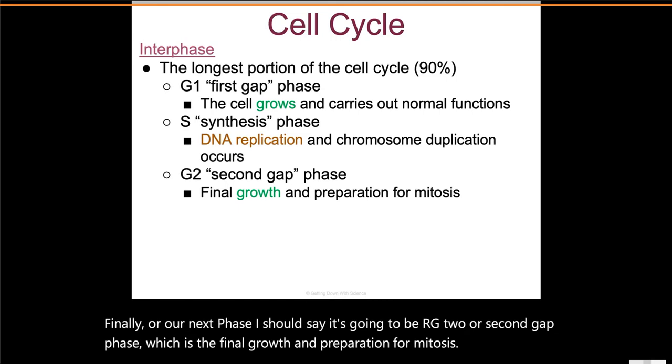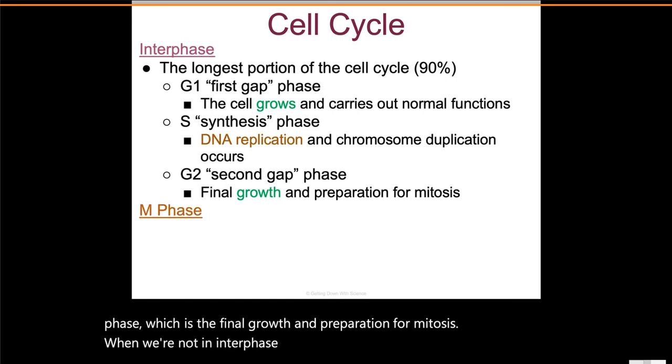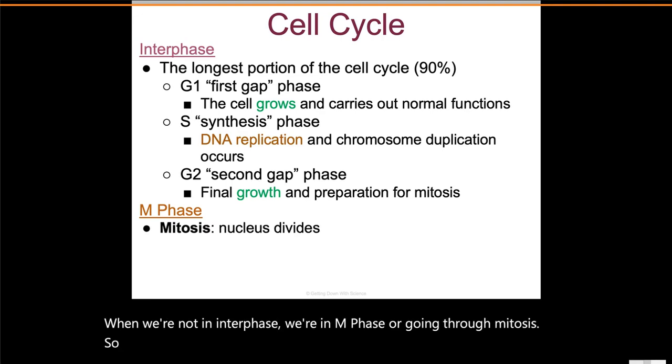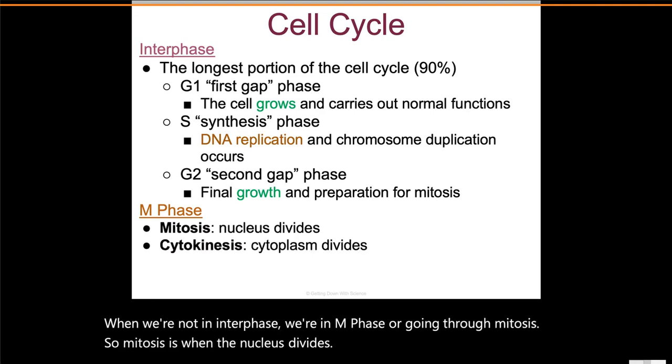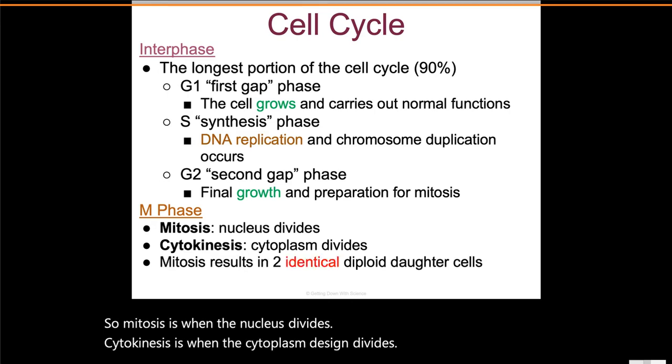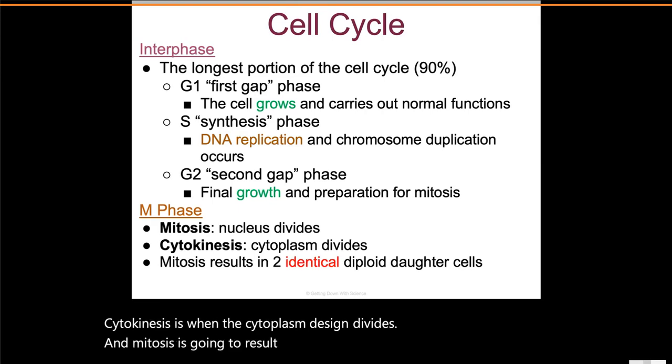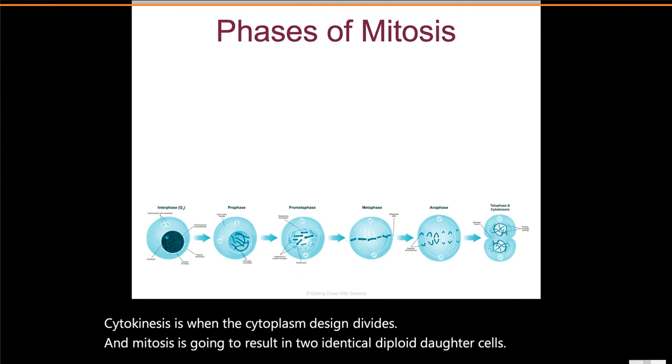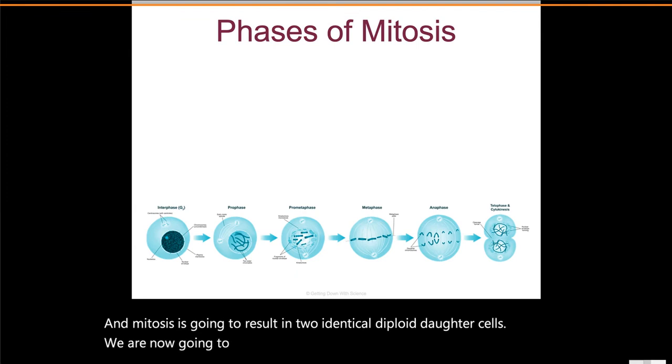When we are not in interphase, we are in M phase, or going through mitosis. So mitosis is when the nucleus divides. Cytokinesis is when the cytoplasm divides. And mitosis is going to result in two identical diploid daughter cells. We are now going to break down the phases of mitosis.